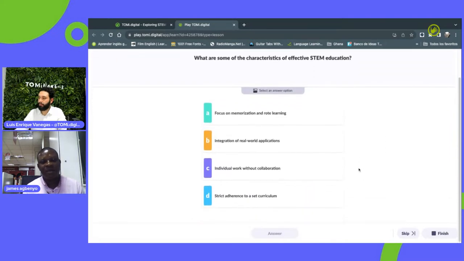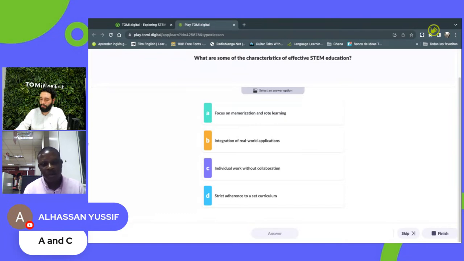What are some of the characteristics of effective STEM education? A, focus on memorization and rote learning. B, integration of real-world applications. C, individual work without collaboration. And D, strict adherence to a set curriculum. Which one is a characteristic of effective STEM education?